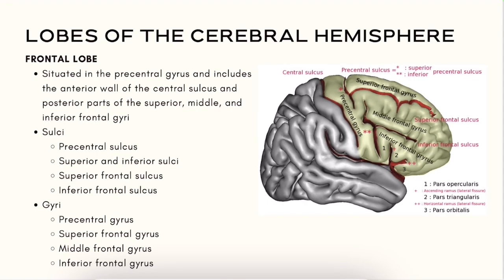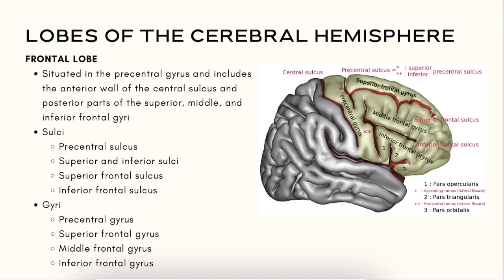All right, so this is our frontal lobe. So if this is the posterior, this is the anterior. So everything here, that is your frontal lobe. Okay, so our frontal lobe is situated in the precentral gyrus and includes the anterior wall of the central sulcus and the posterior parts of the superior, middle, and inferior frontal gyri.